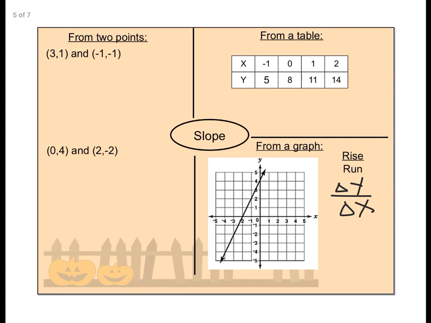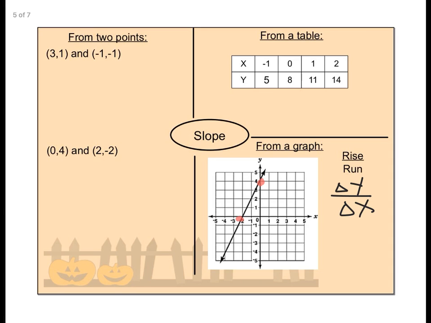Okay, we're going to do a couple examples. Let's start with the graph. I need to pick 2 points. So maybe the points I pick are here and here. And then for a graph, I want to do rise over run. So what that means is I have to count how much I go up or down first, and then I have to see how much I have to run right.